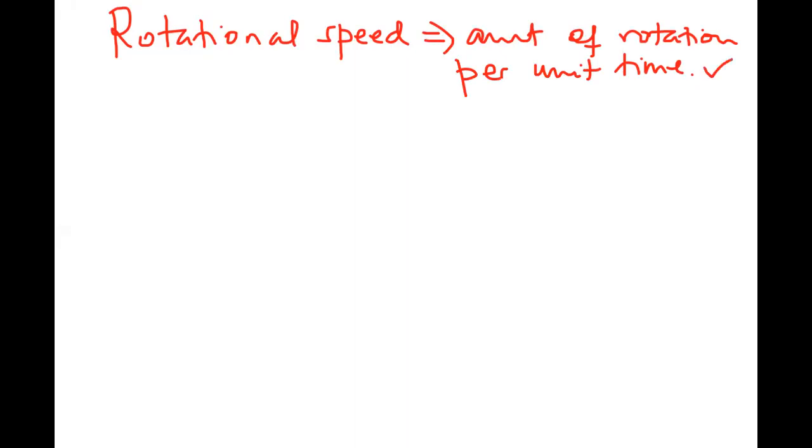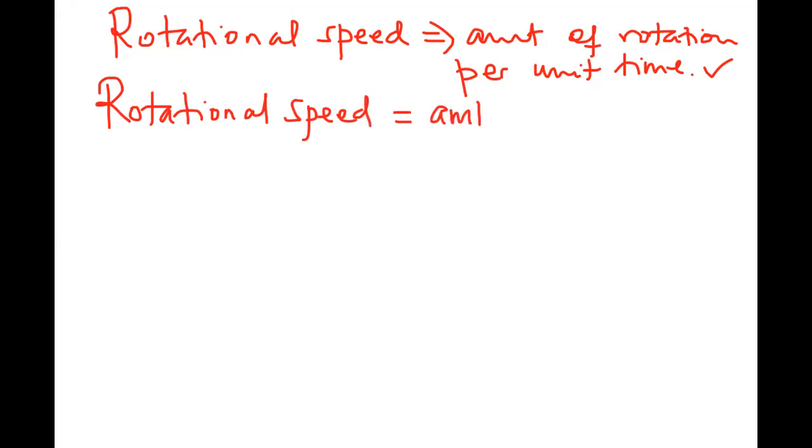In terms of a formula, let's just write it this way. Rotational speed, which is also called angular speed, is equal to the amount of rotation divided by the time taken to complete that rotation.